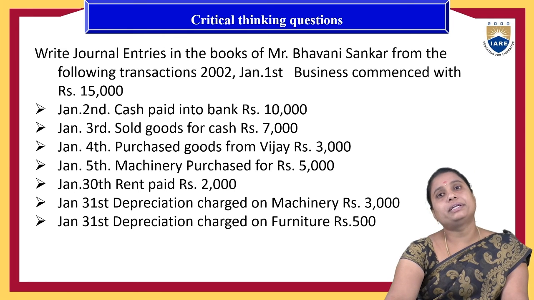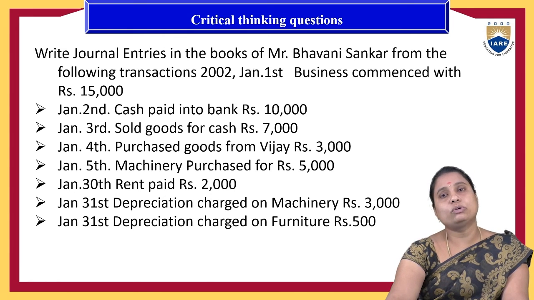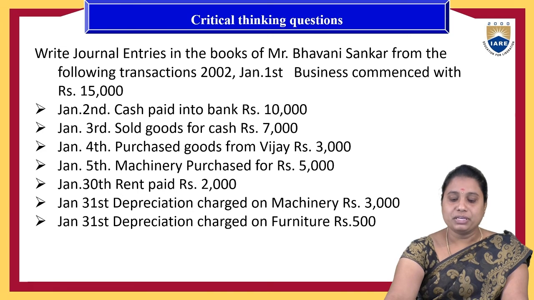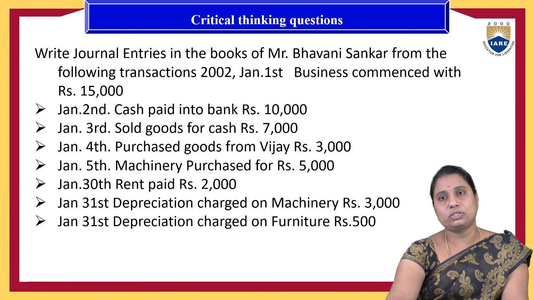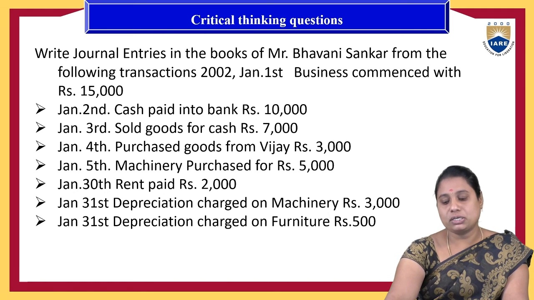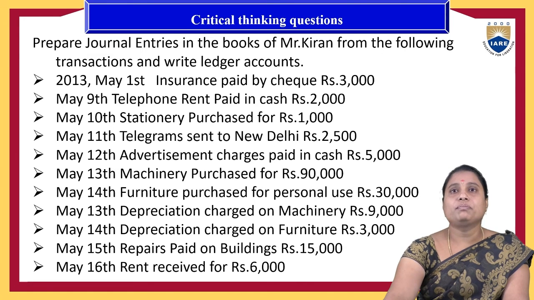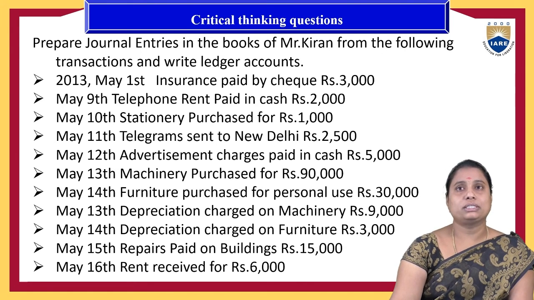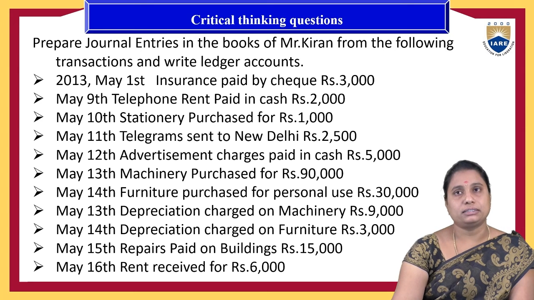And rent paid, rent is an expenditure, so rent account debit to cash account. And depreciation charged on machinery, it is an expenditure, so depreciation account and cash account. Depreciation charged on furniture, depreciation account and cash account. These are all we need to consider, and we need to prepare the journal entries.